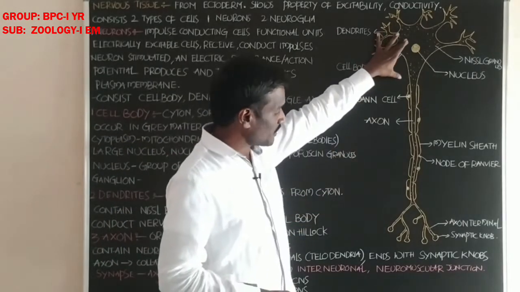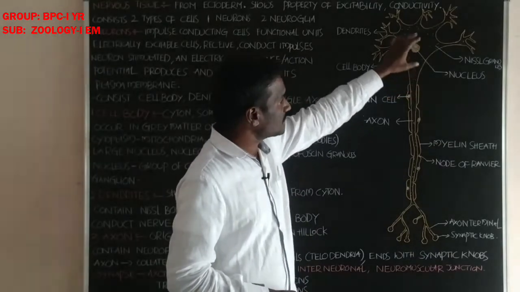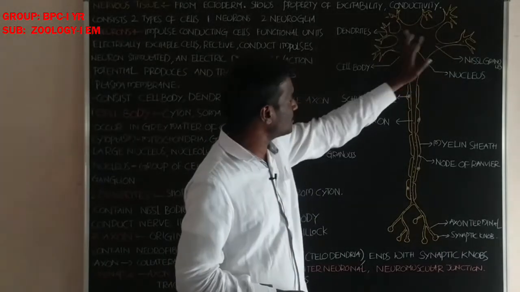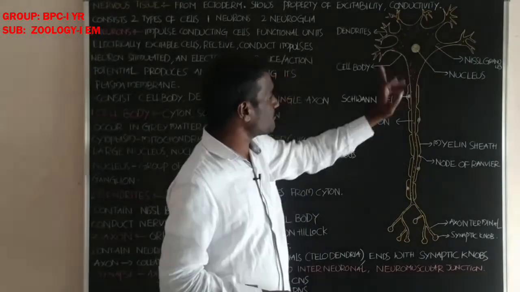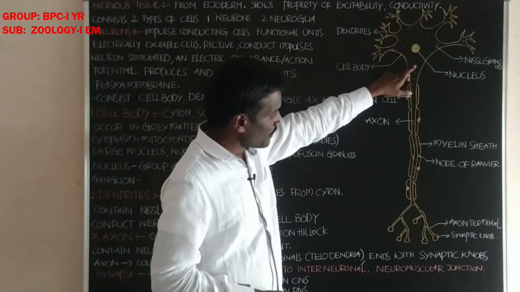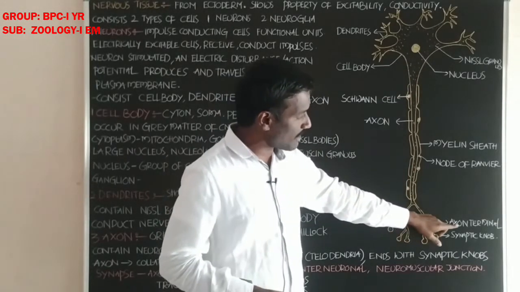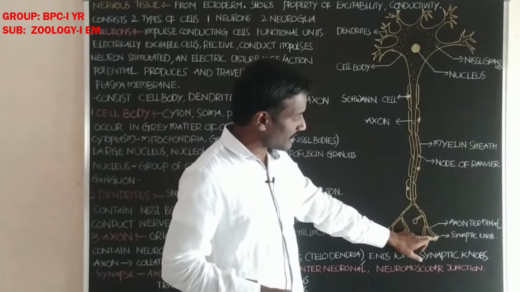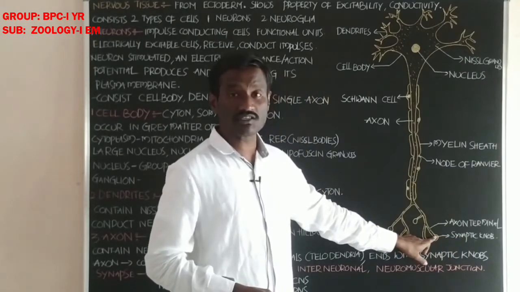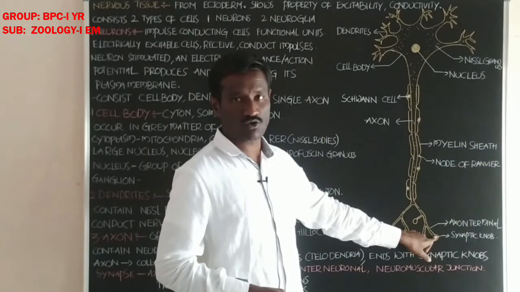Student, it is the diagram of the multipolar neuron. These are the dendrites, and if you observe the cyton, the center part shows a large nucleus. These are Nissl granules, and this is the cell body. Next, it is the axon, which arises from the axon hillock. The terminal parts of the axon are called axon terminals, which end with bulb-like structures called synaptic knobs. The synaptic knob consists of synaptic vesicles which store neurotransmitters like acetylcholine.